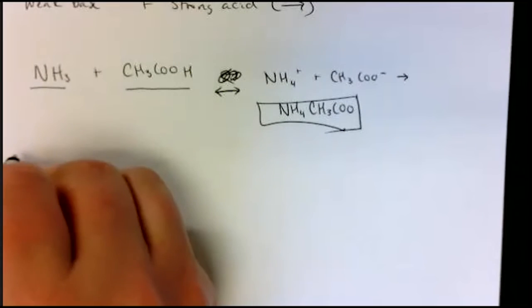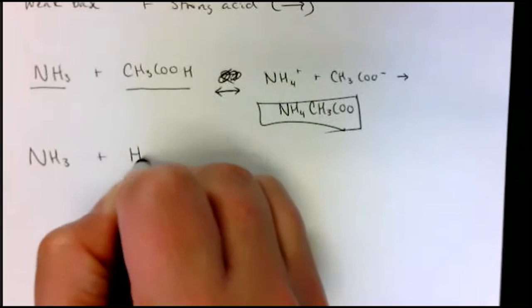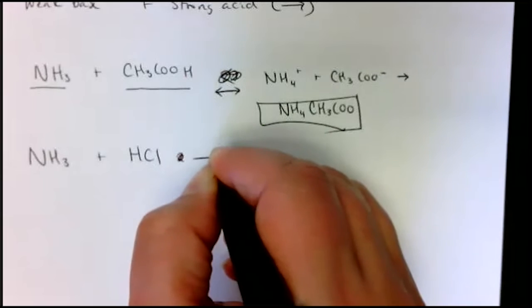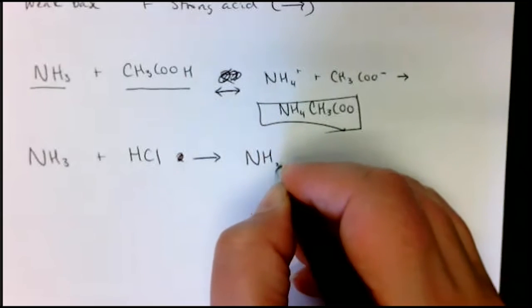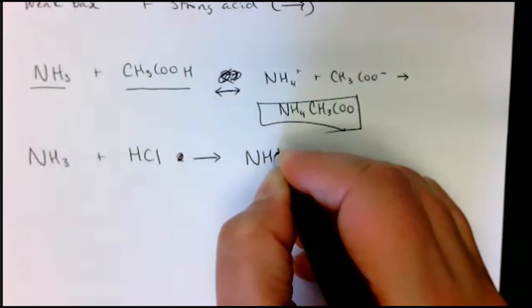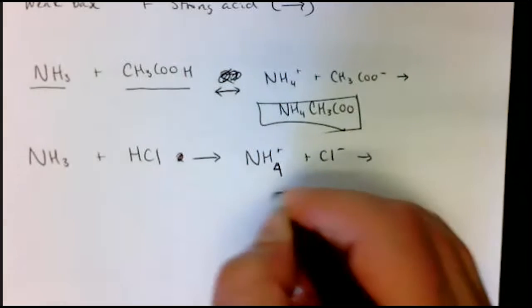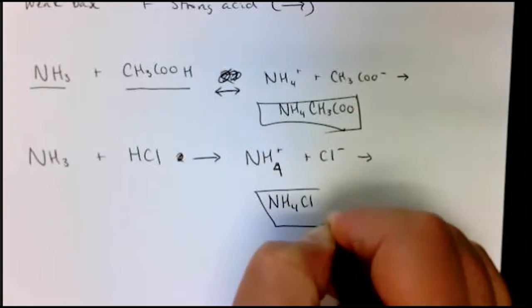Okay. Now we have a weak base, ammonia, plus a strong acid, hydrochloric acid. That will go completely. So again, we're going to produce those two ions, but they will go to form NH4Cl.